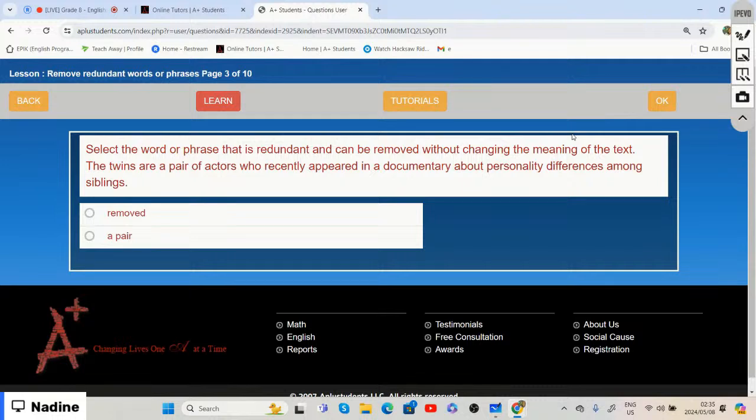All right, we need to select the word or phrase that is redundant and can be removed without changing the meaning of the text. The twins are a pair of actors who recently appeared in a documentary about personality differences among siblings.